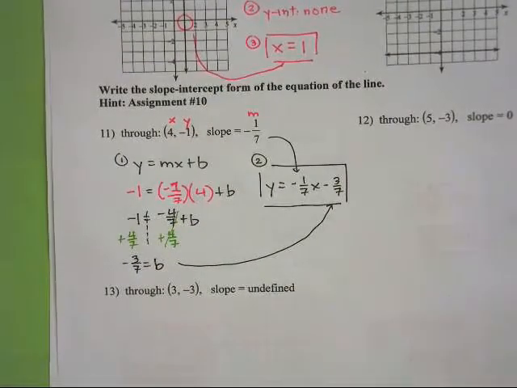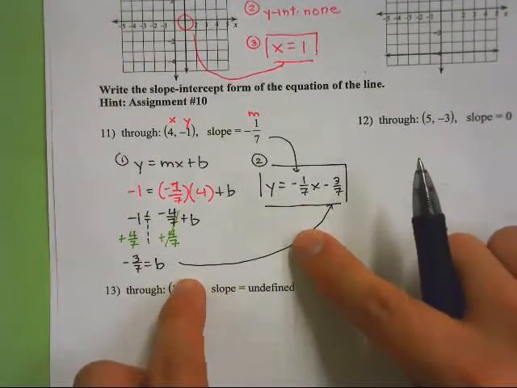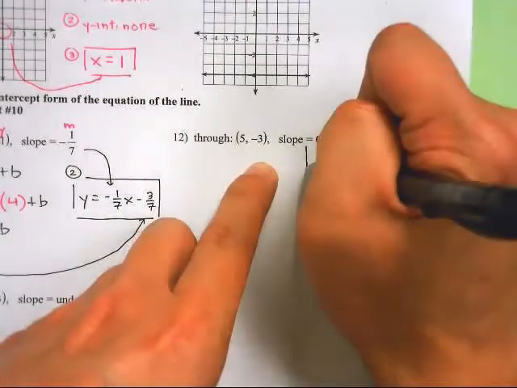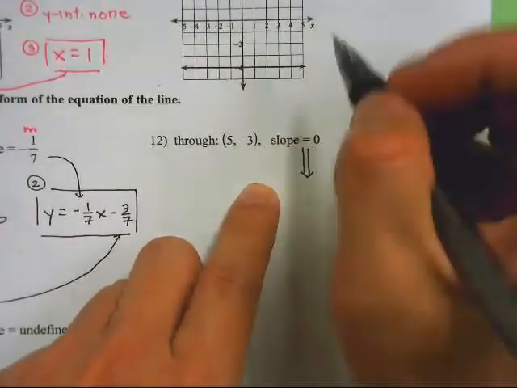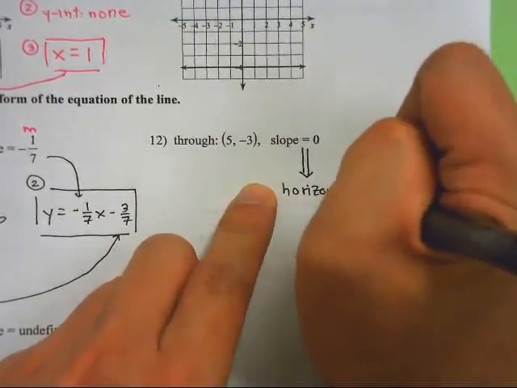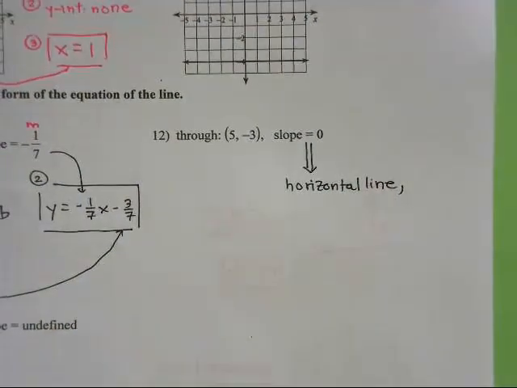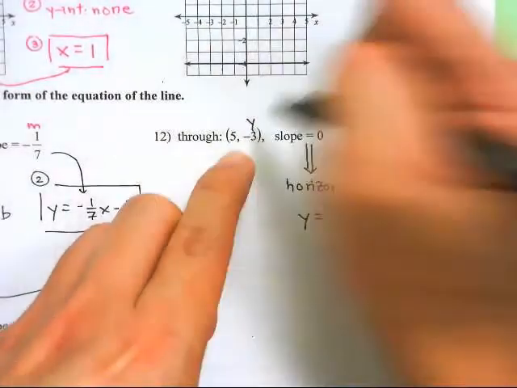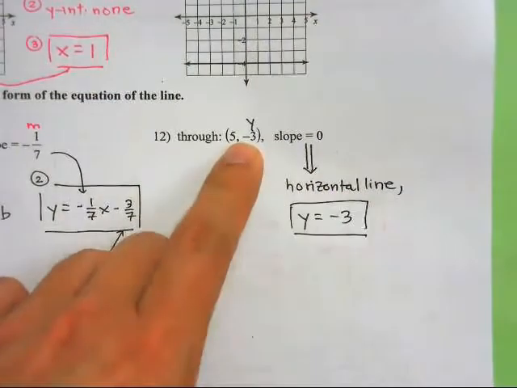12 and 13 are special cases, so I want to do them just because if you know it's a special case, you can avoid doing these steps 1 and 2. Take a look at number 12. Your slope is 0. If you have a slope of 0, do you have a horizontal line or a vertical line? Horizontal. You have a horizontal line. The equation for horizontal lines is that x equals or y equals? Y equals, and here's the y value that we need that passes through this point, so y equals -3. That's special case number 1.